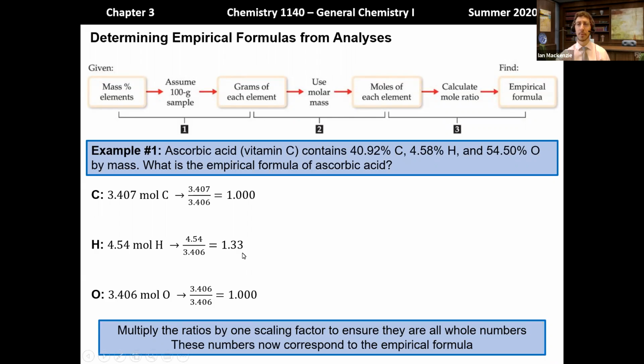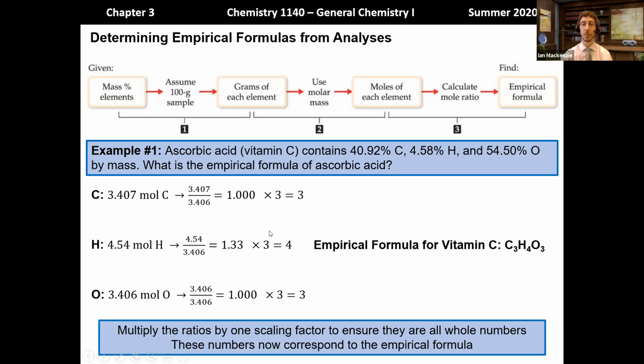Well, 1.33, that 0.33 is about 1/3. And so if I multiply by 3, that will then come out to be a whole number. So I multiply all 3 of these ratios by the number 3, and I'll come out now with whole numbers: 3, 4, and 3. These now correspond to the subscripts of my empirical formula. So the empirical formula now becomes C3H4O3.